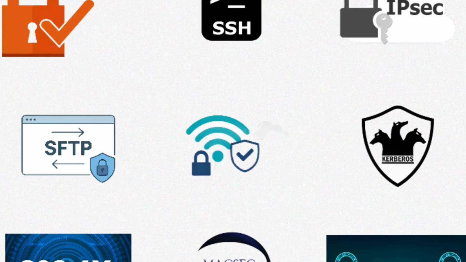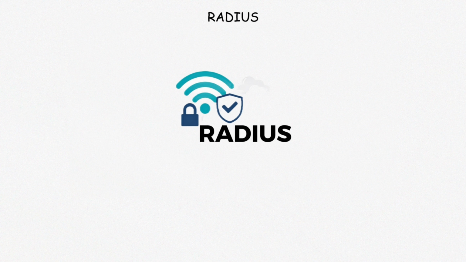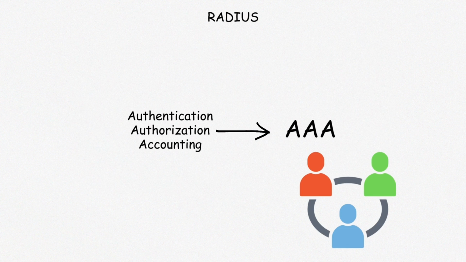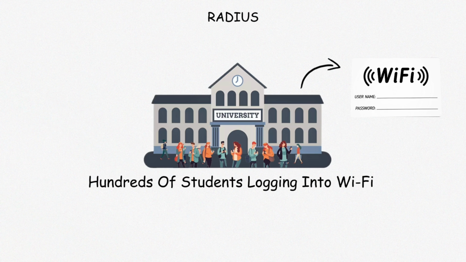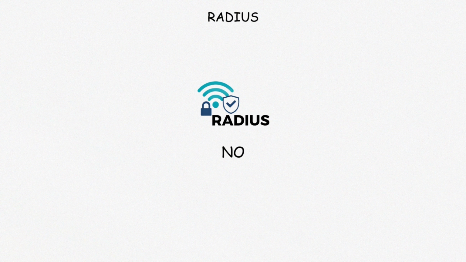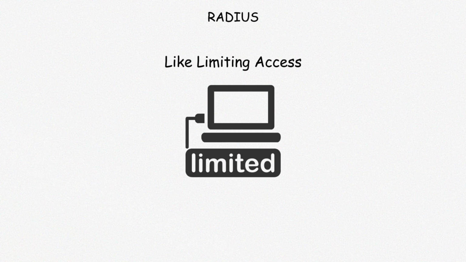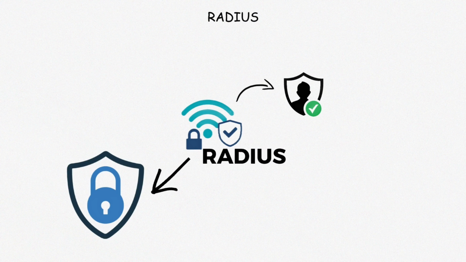Radius. Radius stands for Remote Authentication Dial-In User Service. It's a protocol used to manage authentication, authorization, and accounting, often called AAA, for users accessing a network. Imagine a university with hundreds of students logging into Wi-Fi across campus. Instead of checking usernames and passwords on each device, the network sends those credentials to a central Radius server. That server says yes or no, keeps logs of who connected, and applies specific rules, like limiting access to certain resources. It also supports two-factor authentication, which adds another layer of protection.